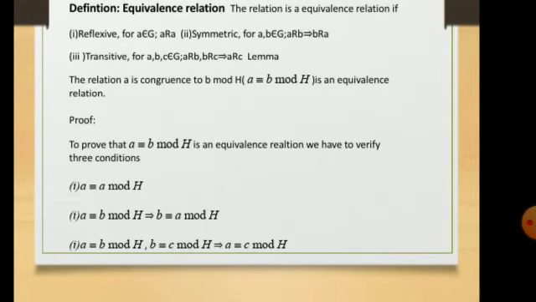To prove that a is congruent to b mod H is an equivalence relation, we have to verify three conditions: reflexive, symmetric and transitive. First one, for reflexive we have to prove a is congruent to a mod H. Second one, a is congruent to b mod H implies b is congruent to a mod H. The third one is a is congruent to b mod H and b is congruent to c mod H implies a is congruent to c mod H.